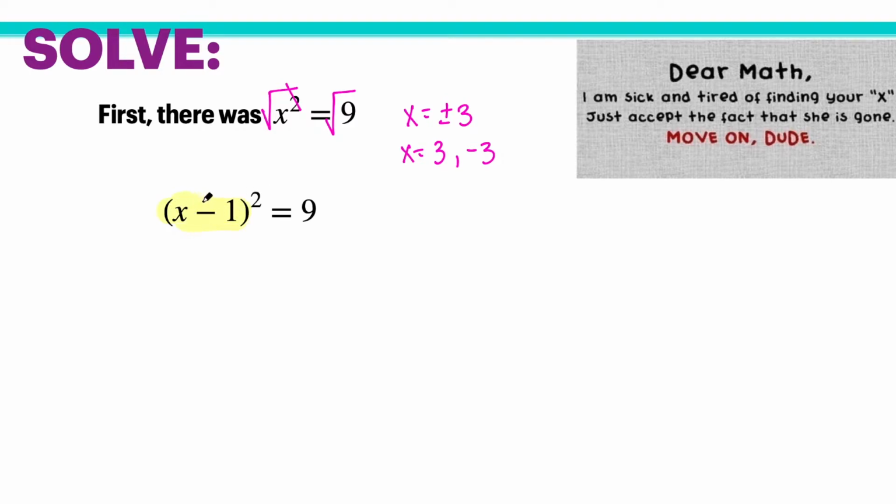This x minus 1 is trapped inside the parentheses. So you still need to get rid of the square first by taking the square root of both sides, and you'll get x minus 1 equals 3, and x minus 1 equals negative 3. Remember the plus or minus 3 that comes out? You're going to separate it into when it's equal to 3 and when it's equal to negative 3.